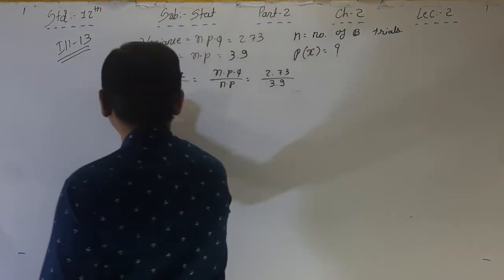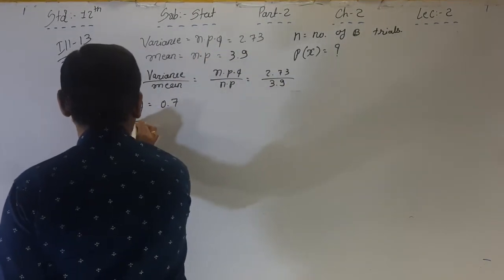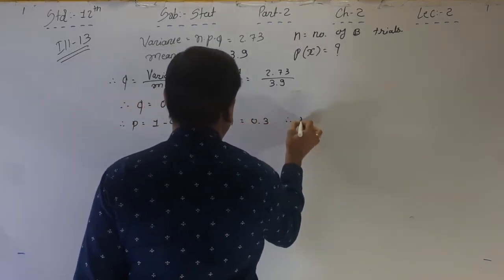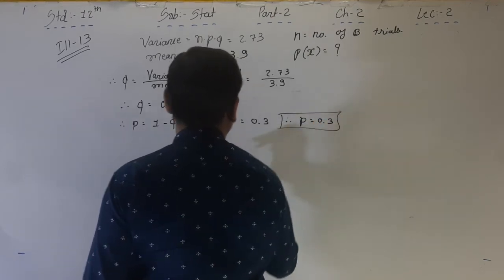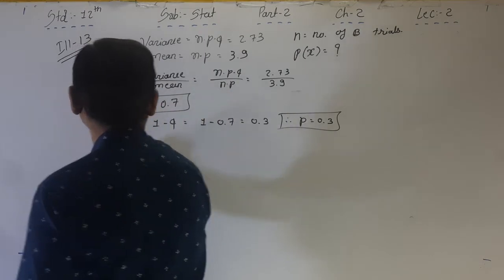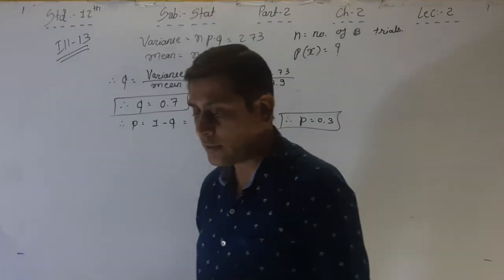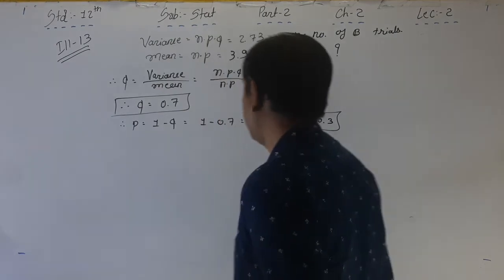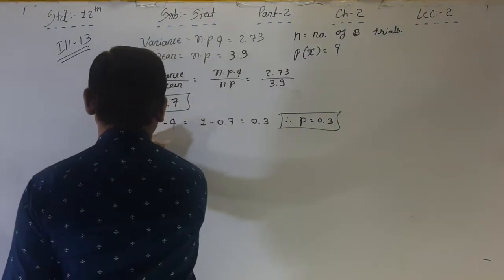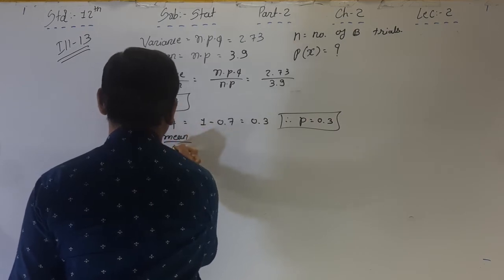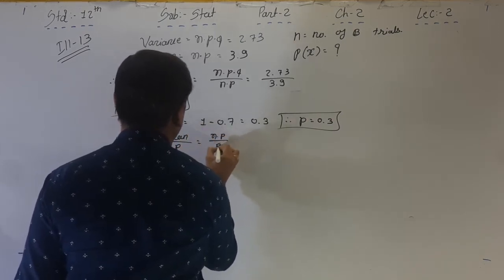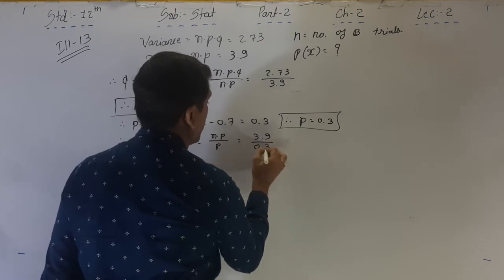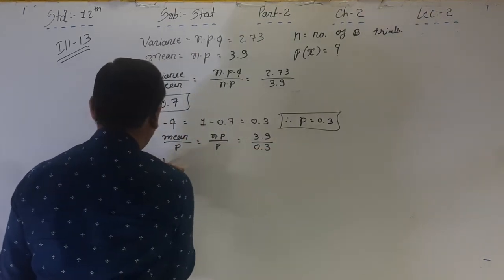Now first we found out q. Now p is equal to what? 1 minus q, that is 1 minus 0.7, that is 0.3. Therefore p is equal to 0.3. We found out first q, that is 0.7, then p is equal to 0.3. Now n, here n is equal to mean upon p, that is np upon p. np is equal to 3.9 divided by p is equal to 0.3. Therefore we can say n is equal to 13.